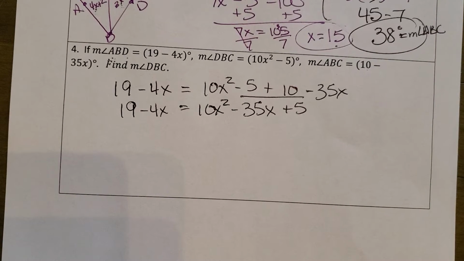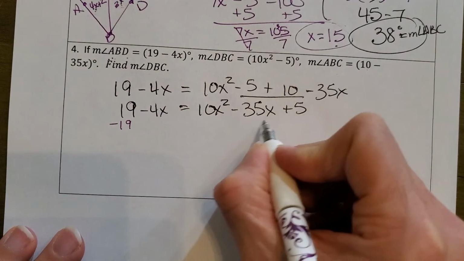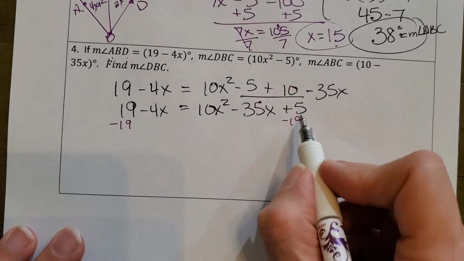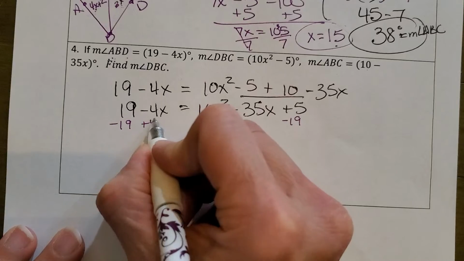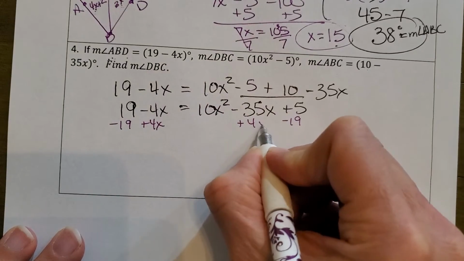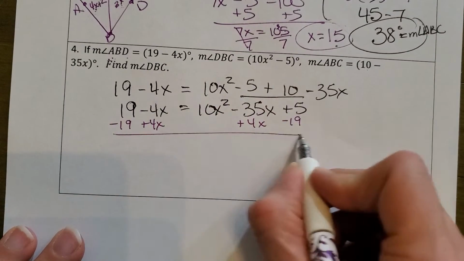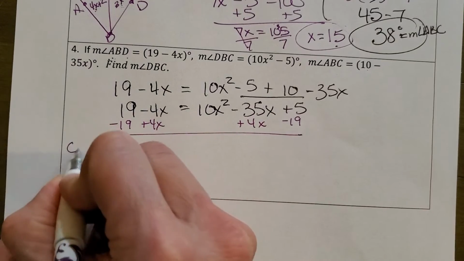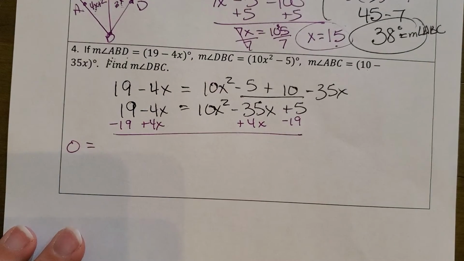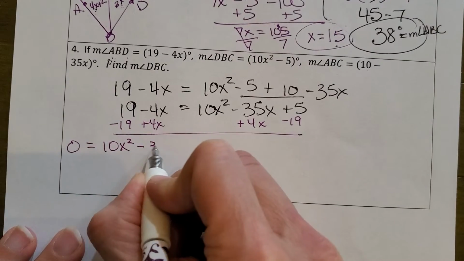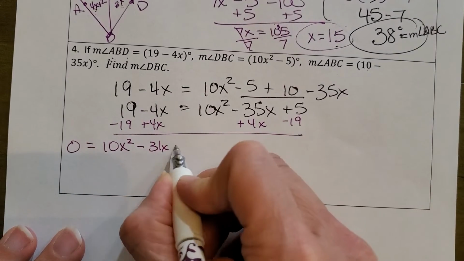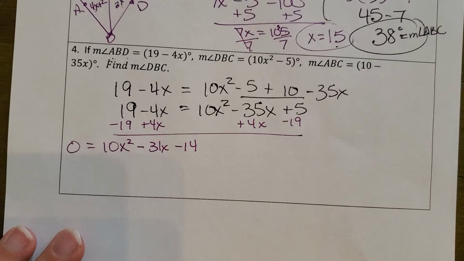So in a quadratic equation, I need to get everything on one side. So I'm going to subtract 19 from both sides. And the reason I put it here is because it's like terms with the 5. I'm going to add 4x to both sides, and I put it here because it's like terms with the x. So I'm going to scoot over here because I know I've got to make some room. 10x squared minus 31x minus 14.